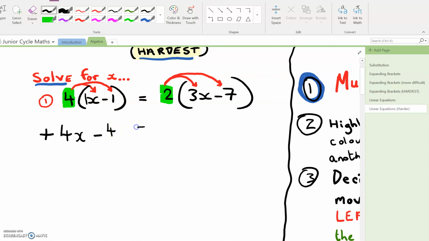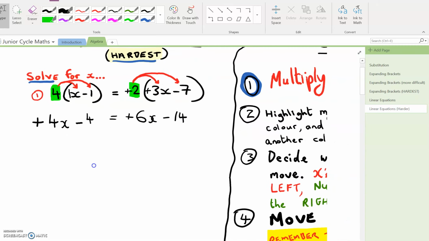Then we have the equal sign. And on to this side. A plus by a plus is a plus. 2 by 3 is 6, and nothing by x is still just x. Plus by a minus is a minus. 2 by 7 is 14, and no letter by no letter, so we still have no letter. Okay, that's step 1 done. Wasn't too bad, was it? Let's see what we have to do now.